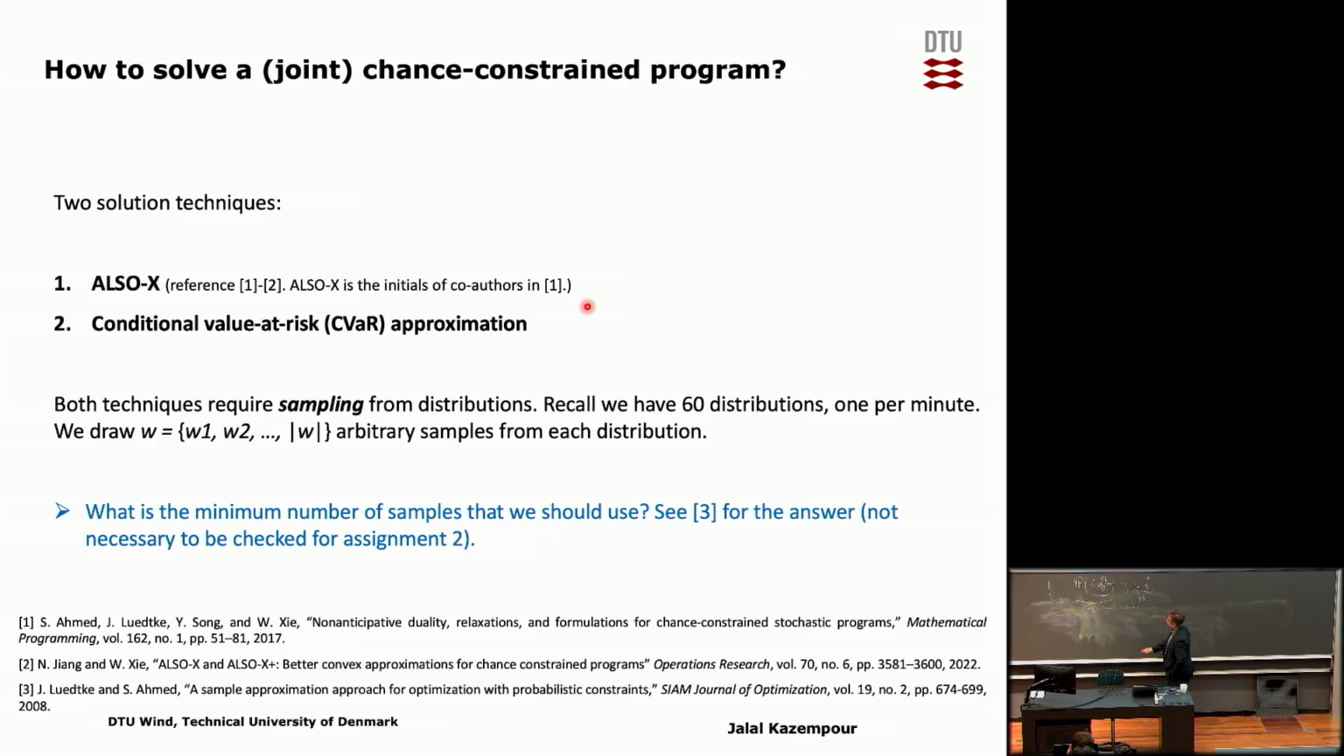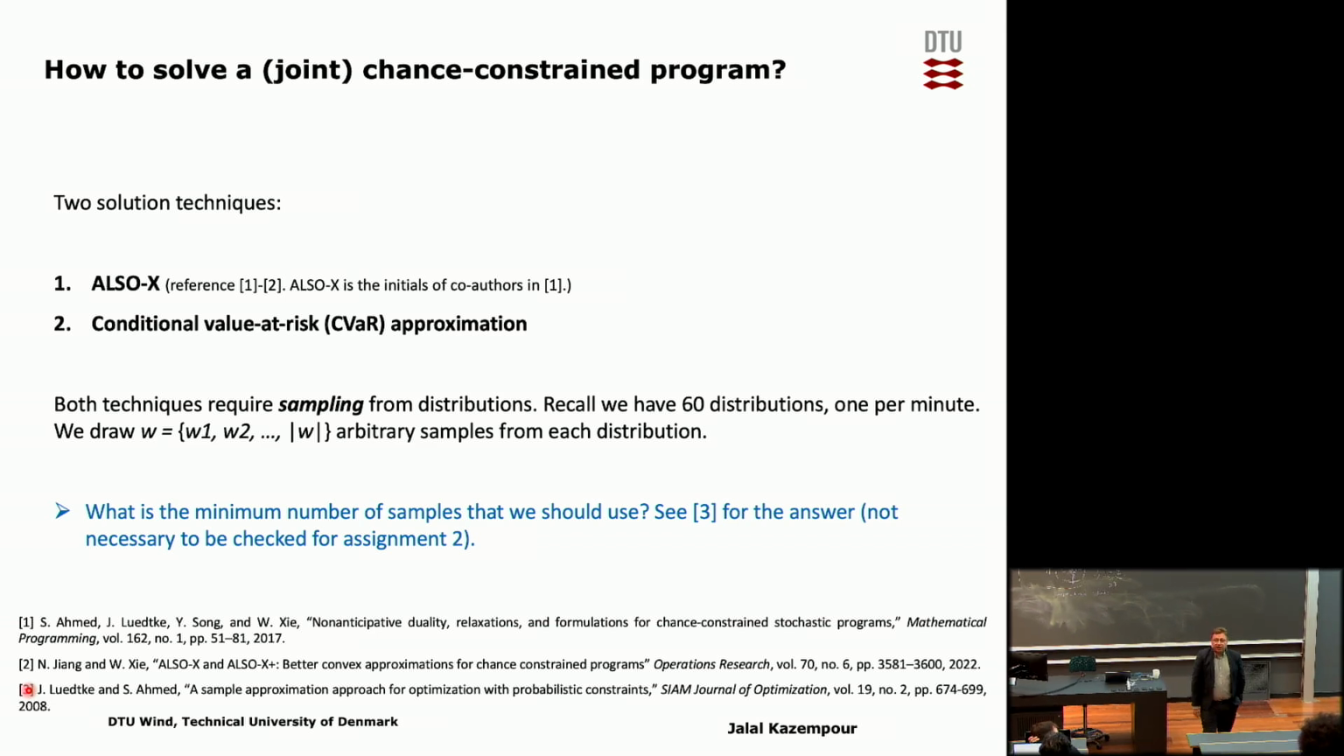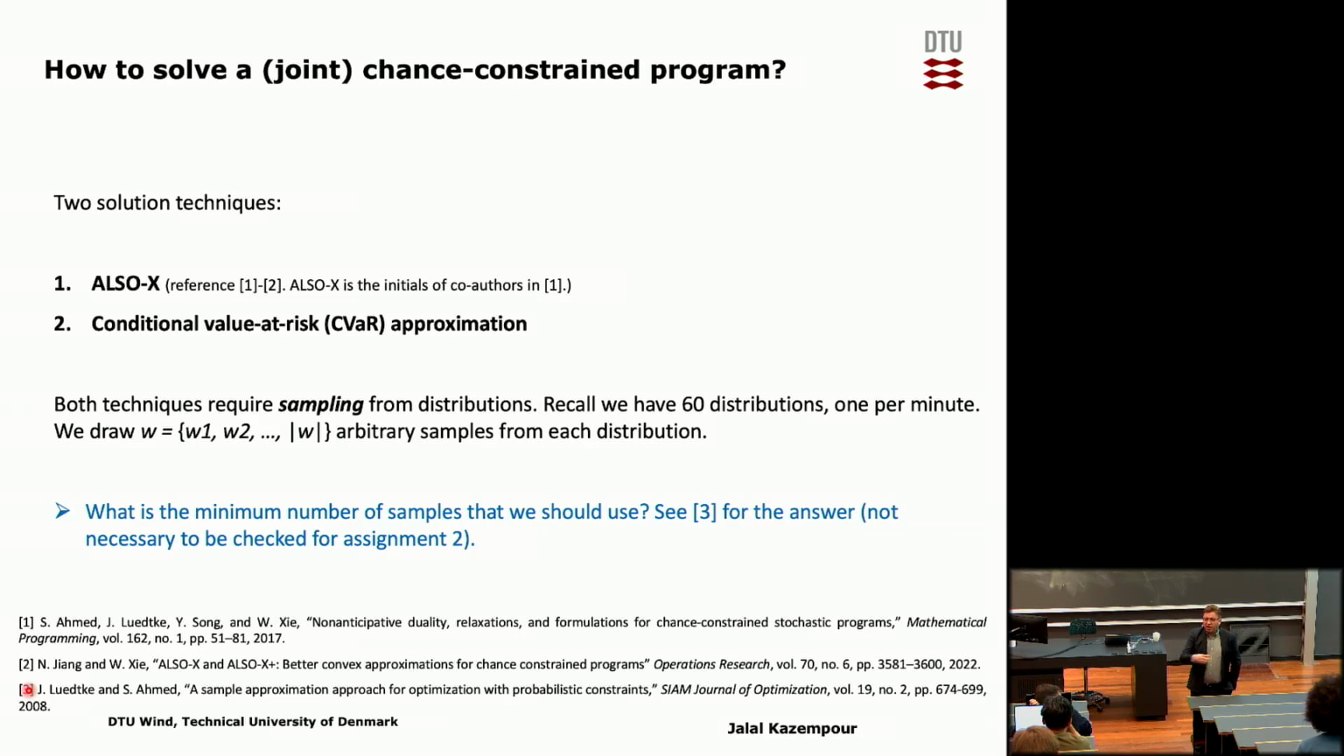First, you can ask me, okay Jalal, how many samples do I need to make sure these samples represent the underlying distribution well? There is a very nice paper, reference 3, that tells you how many scenarios you need at least. I'm not going to present or cover that here. And in your assignment, I think I gave you a number for how many samples you need.